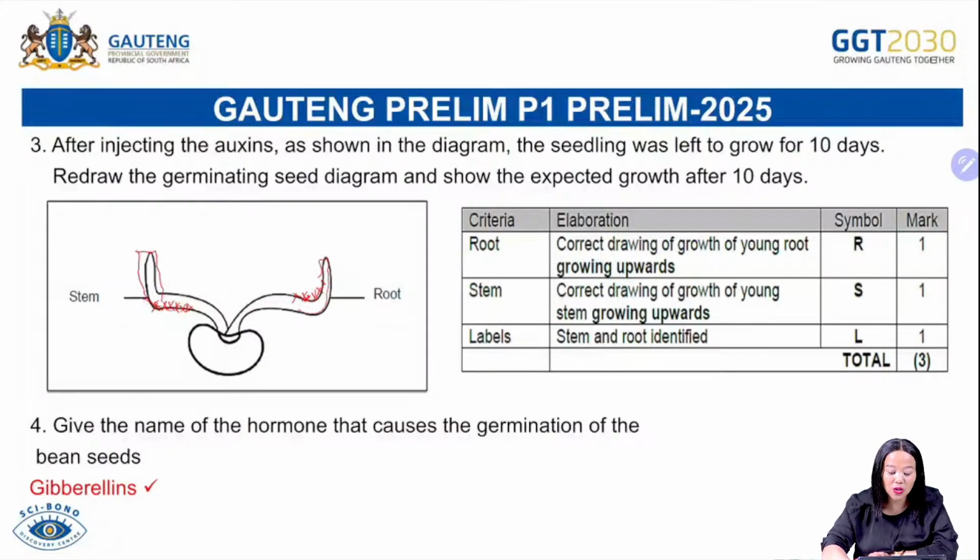So how are we then going to mark your diagram? We are going to have a look at the correct drawing of the growth of roots. If your root is growing upwards, then you are allocated a mark. We look at the correct drawing of the growth of the stem. Is it bending upwards? Then you are allocated the mark. Then the labels, if stem and roots were identified, then you are allocated a mark as well.